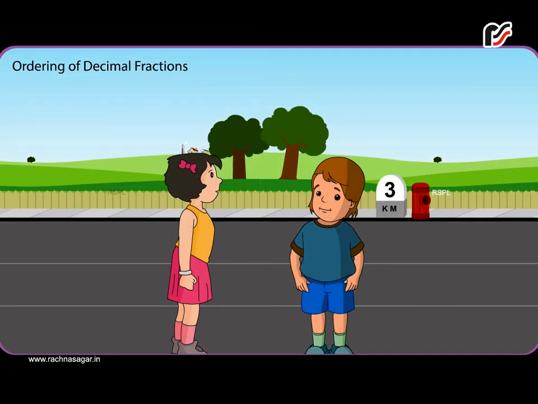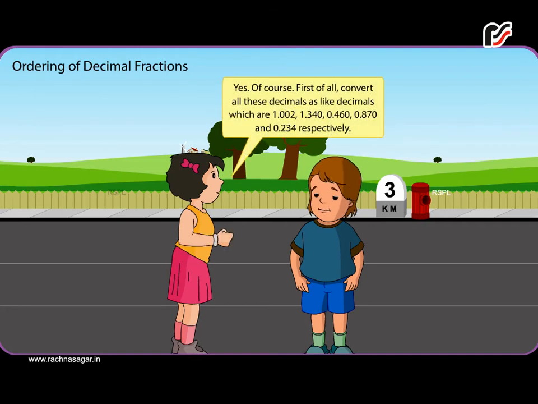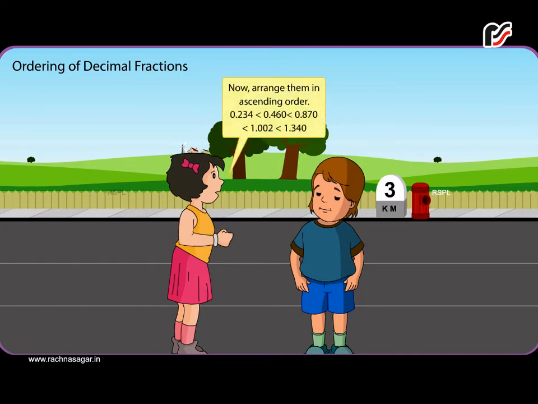Ordering of decimal fractions. Can you write decimals 1.002, 1.34, 0.46, 0.87 and 0.234 in ascending order? Yes, of course. First of all, convert all these decimals to like decimals, which are 1.002, 1.340, 0.460, 0.870 and 0.234 respectively. Now, arrange them in ascending order.